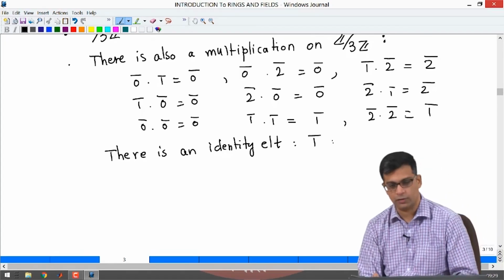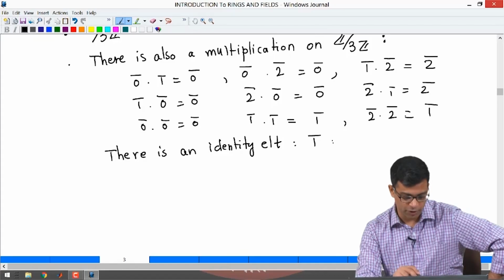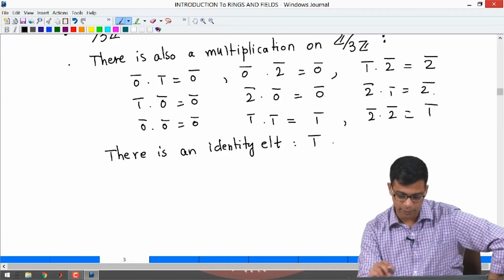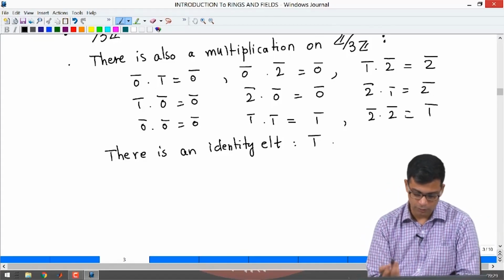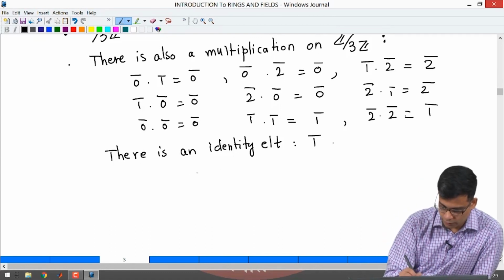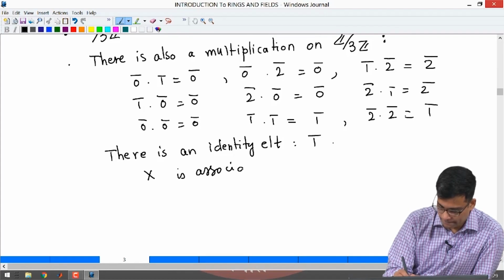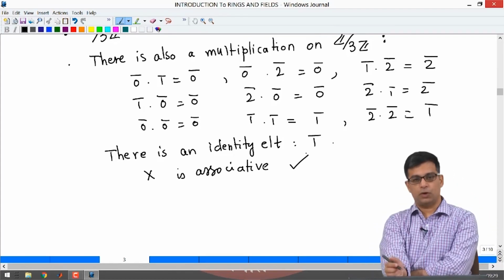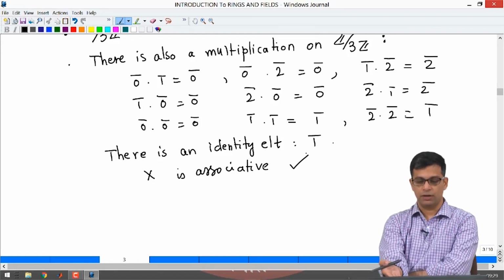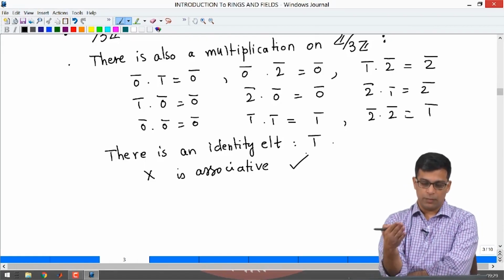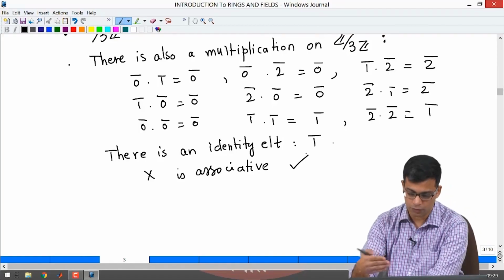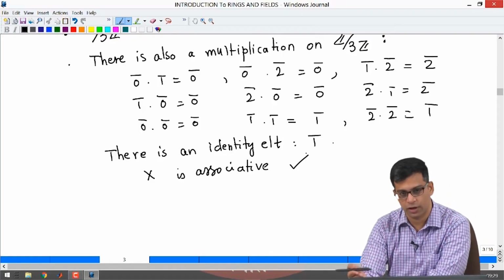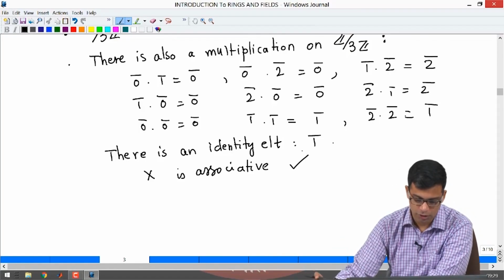Namely 1 bar, right. 1 bar is an identity element, because whenever you multiply anything by 1 bar, you get that element back. It is certainly associative. Why is that? This is something I will not spend a lot of time discussing, but it is basically because multiplication of integers is associative. To multiply cosets, you are really multiplying integers and then taking the corresponding coset.